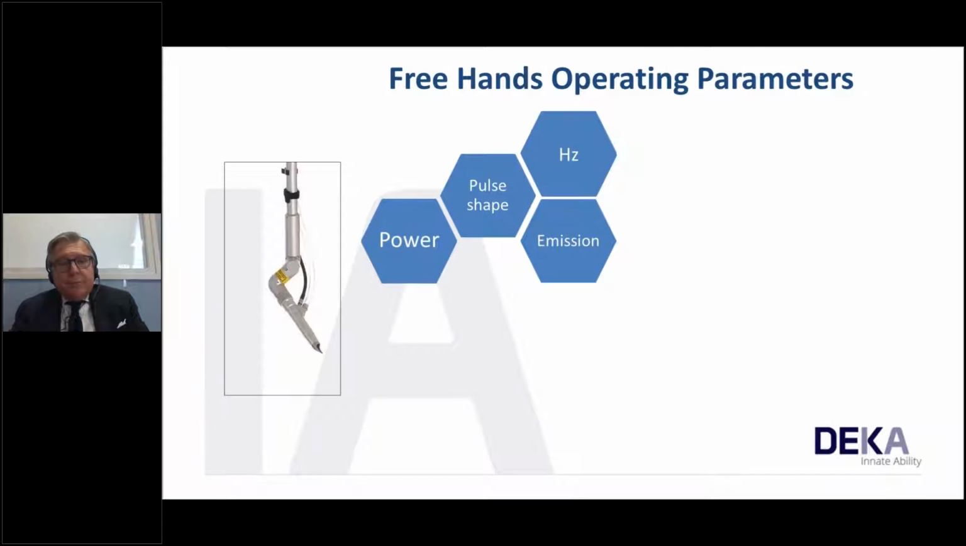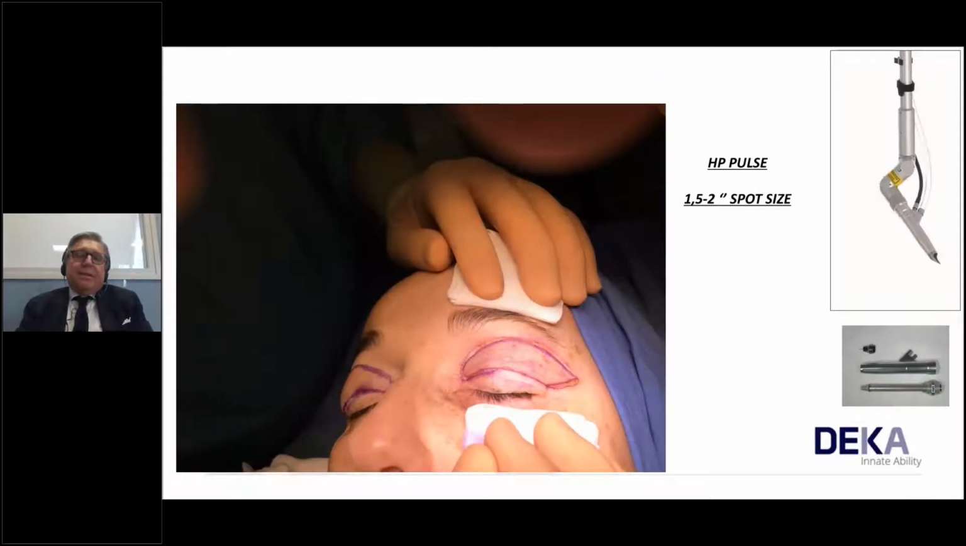Freehand operating parameters: we have to pay attention to the power, pass shape, frequency, and emission, as in the previous one at 7 inches. This picture is very significant because, by using HP pulse, freehand mode, freehand handpiece, and 1.5 or 2 spot size, we can appreciate the sharp demarcation of the cutting area of the incision. This gives us the opportunity to operate in a clean theater without bleeding or with minimal bleeding.